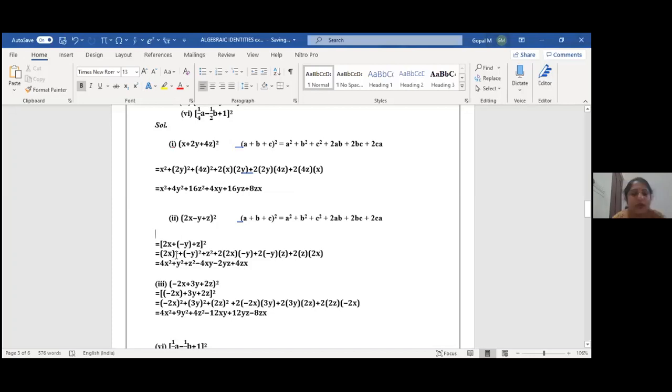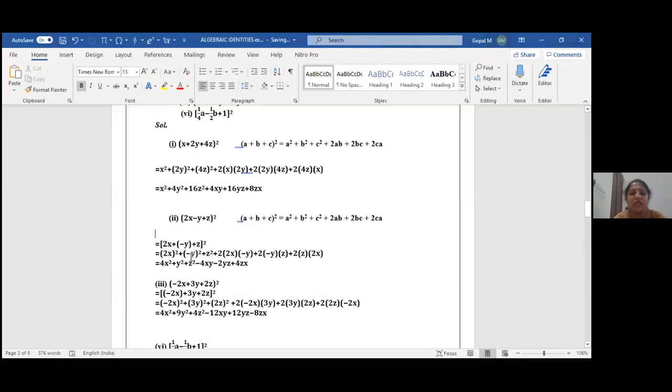Identity: A square means (2x) whole square. B square, that is (minus y) whole square. Plus C square, z square. 2AB: 2, A value 2x, B value minus y. Plus 2BC: 2, B value minus y, C value z. 2CA: 2, C value z, A value 2x. Just apply the values in the identity. Next, (2x) whole square, 2 square is 4 and x square. (Minus y) whole square: since the negative value's power is even, we'll get positive.